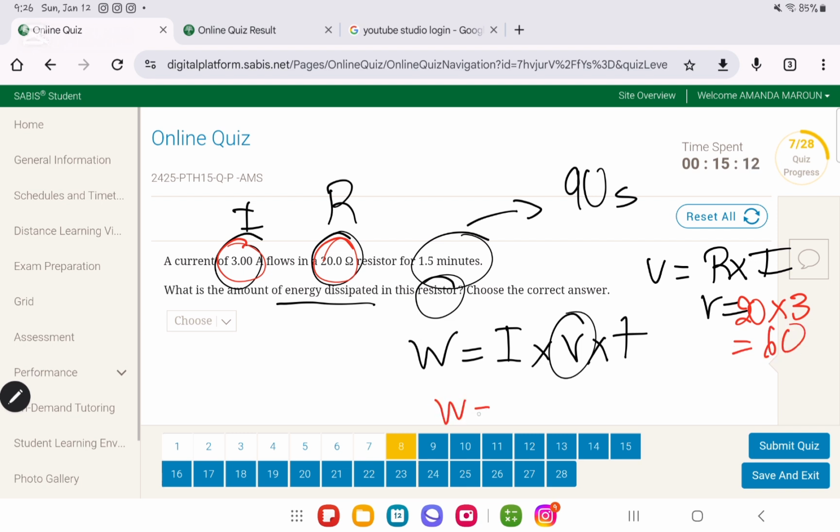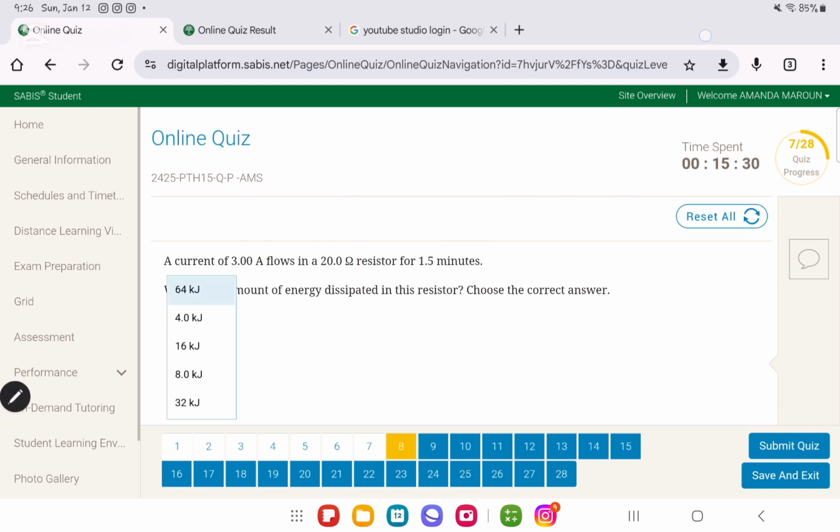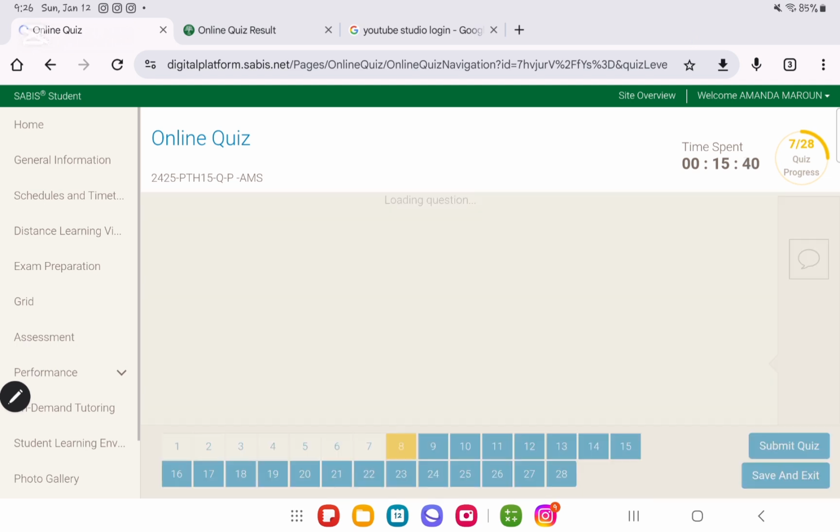So W is equal to the current I, which is 3, times our voltage, 60 volts, times our time, which is 90 seconds. So 3 times 60 times 90, we are going to get 16,200. So let us check our answer. They are in kilojoule, so 16,200 joule is approximately 16 kilojoule. So our answer is 16 kilojoule.